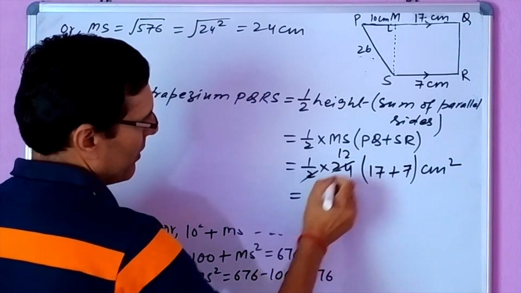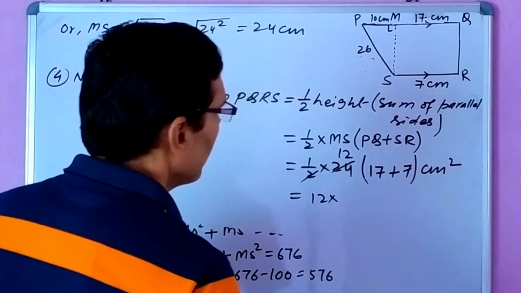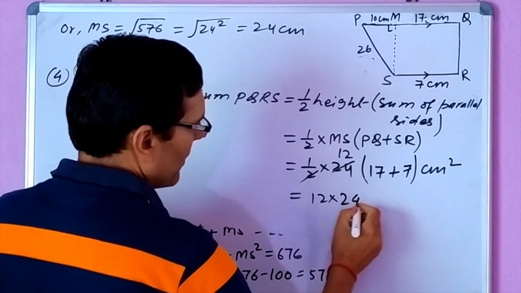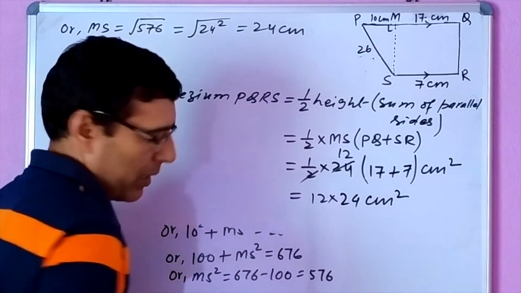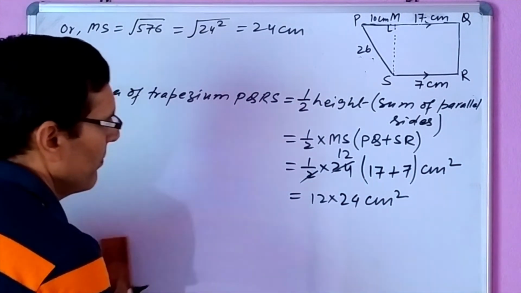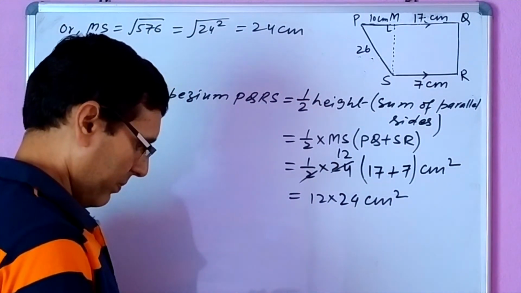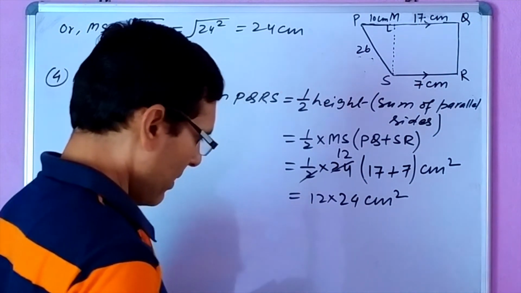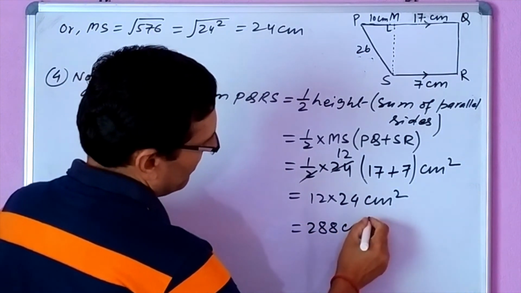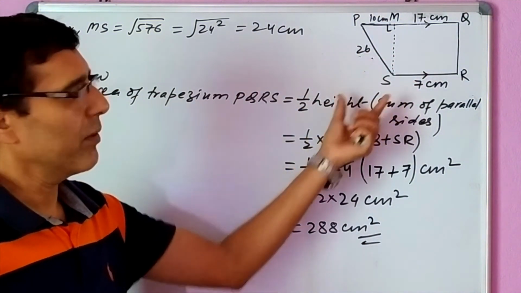It is 12 times 17 plus 7, that is 24. So 24 into 12, 288 square centimeter. So this is the required area of the trapezium PQRS.